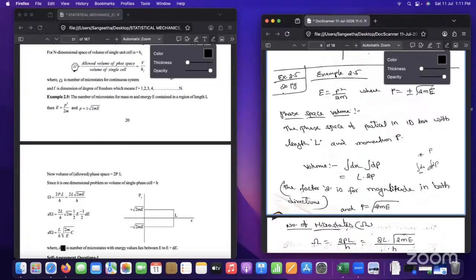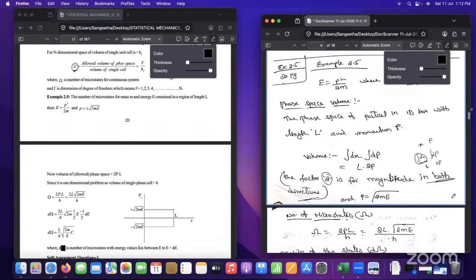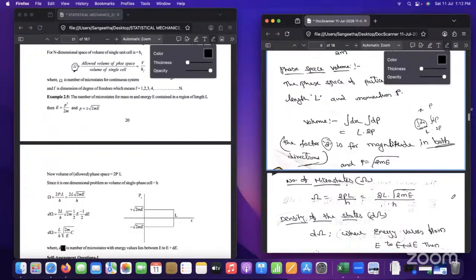Here, in place of integral of dx, I am writing L. Integral of dp I am writing as 2 times p. Why I am taking 2: here magnitude is taken in both the directions. So as we are taking both directions, the factor 2 is included, L times 2p. This is the volume formula. After writing the volume formula, we have the number of microstates. The formula of number of microstates equals 2p into L by h.